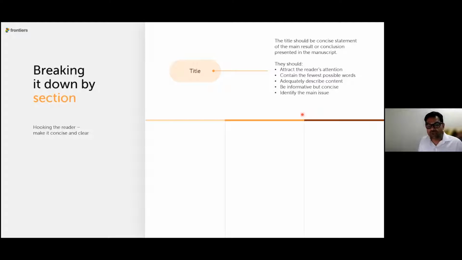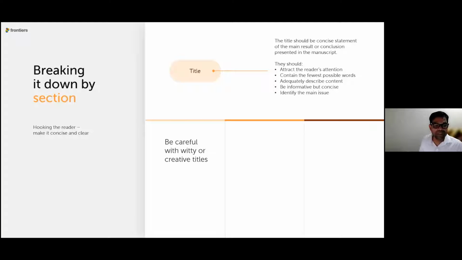It should contain the fewest possible words. Some journals actually ask you to put a maximum of, for example, 15 or 20 words, so you need to read their guidelines. The title should adequately describe the content and be informative, but concise, okay? It should identify the main issues. And later on, we will discuss some of these ideas, what we can do.